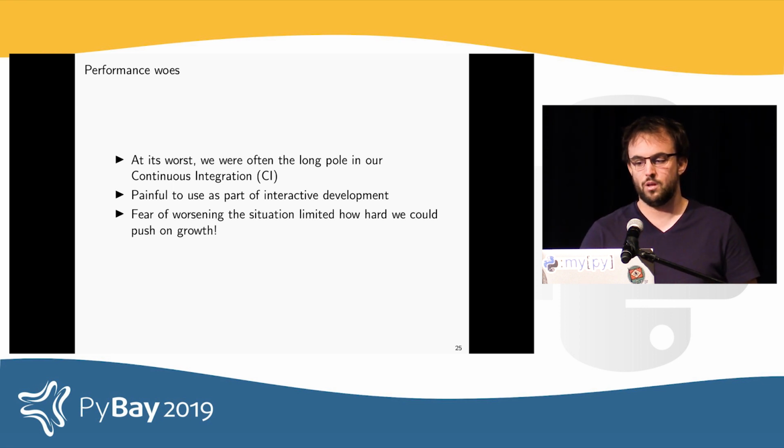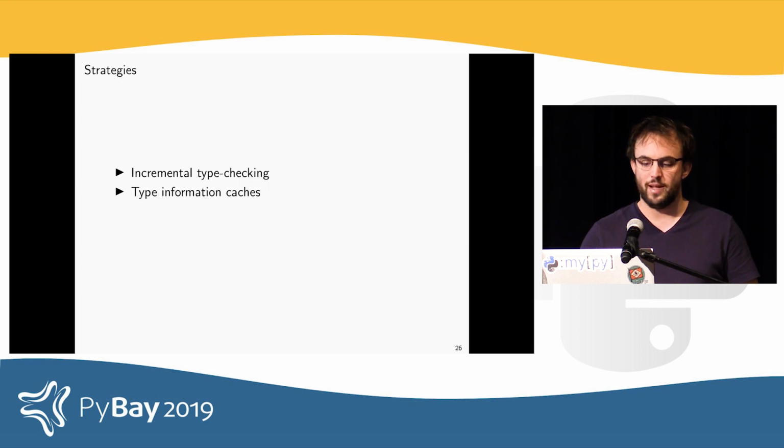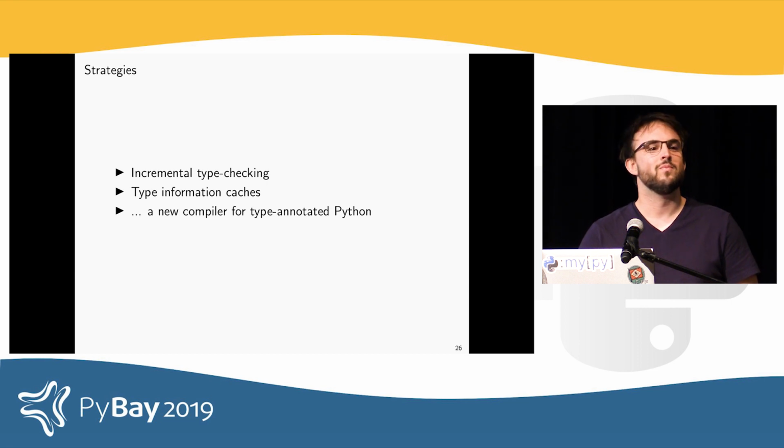So we have a couple strategies for this. The first is an incremental type checking mode. The second is there's an old joke that there are only like 2 computer science solutions to any problem, adding a layer of indirection and adding a cache. And so we took the second one. And then there's a third solution for compilers people, at least, which is write a new compiler for it. So we also did that.